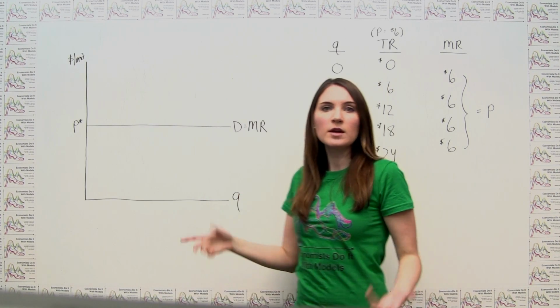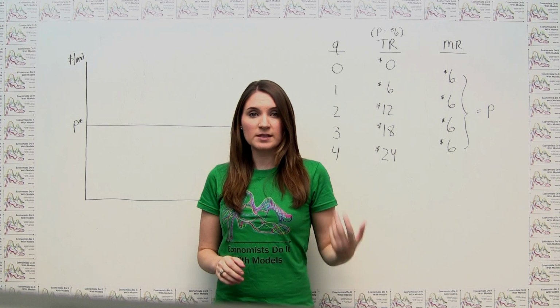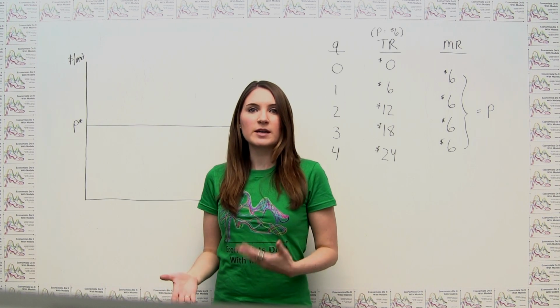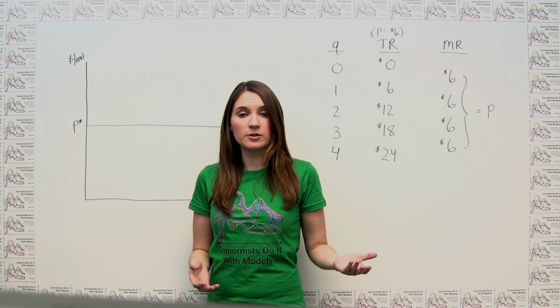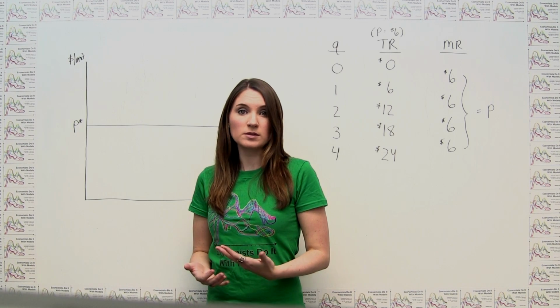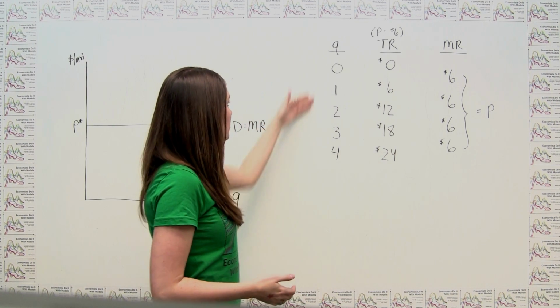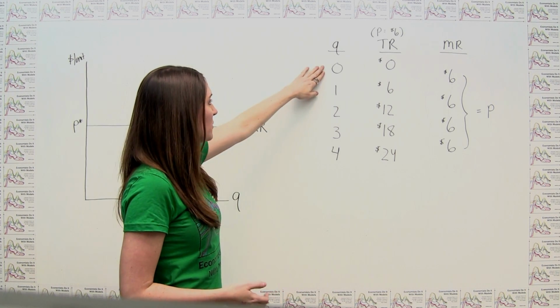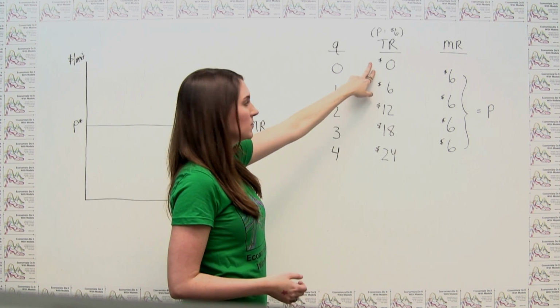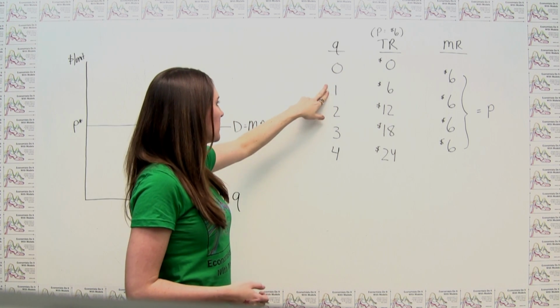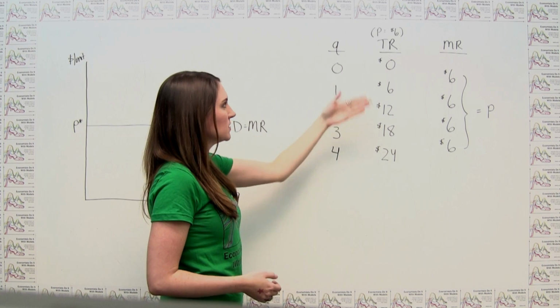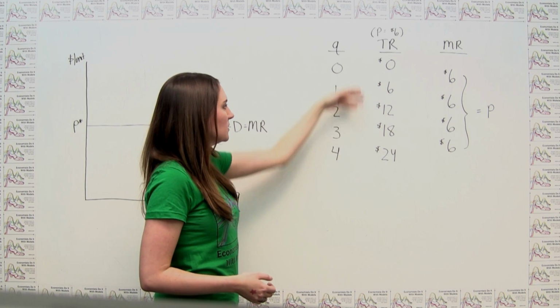For example, if the market price of my firm's output were $6 per unit, I would be bringing in an additional $6 of revenue for each additional unit sold. You can see here an example of this. If I were to sell 0 units, my total revenue would be 0. If I were to sell 1 unit, my total revenue would be 6 times 1, or 6, and so on and so forth.